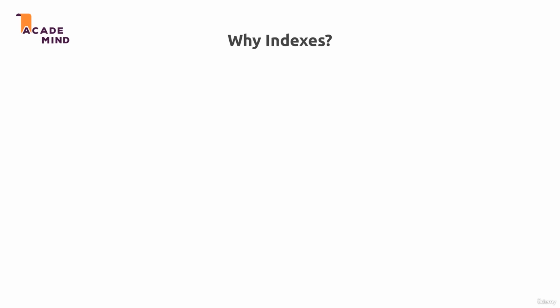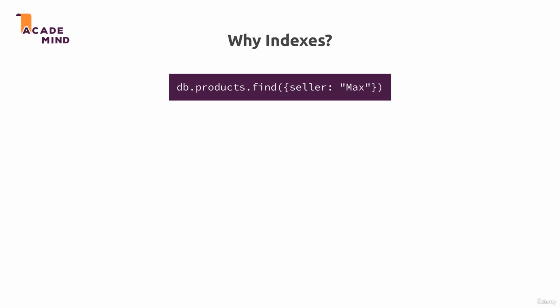So why would we use an index? And what is an index to begin with? An index can speed up our find, update, or delete queries. So all the queries where we are looking for certain documents that should match some criteria. Consider this find query. Here I'm looking for all products where the seller is Max.